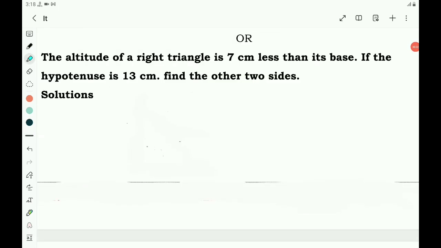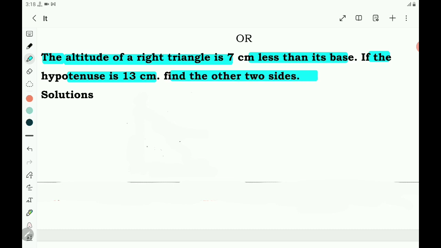For the same question number, another question is there. The altitude of a right angle triangle is 7 centimeter less than its base. If the hypotenuse is 13 centimeter, find the other two sides. Here the relation between the altitude and the base of the right angle triangle is given, and the measurement of the hypotenuse is also given. What we have to find out is the other two sides, meaning altitude and base.